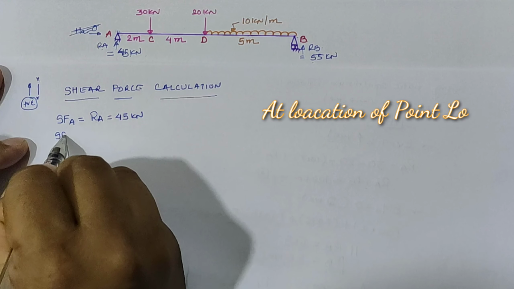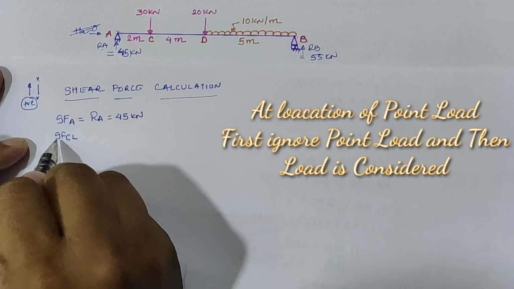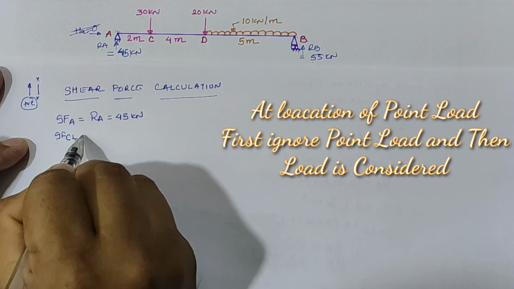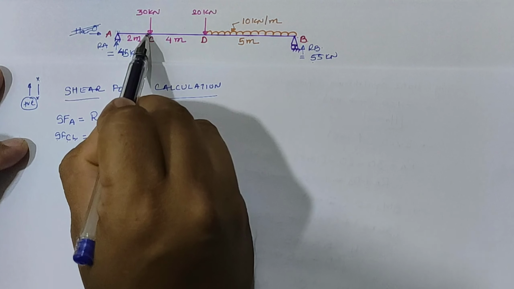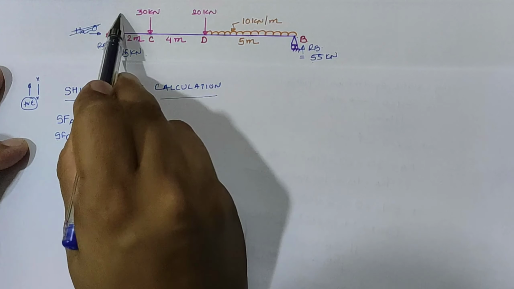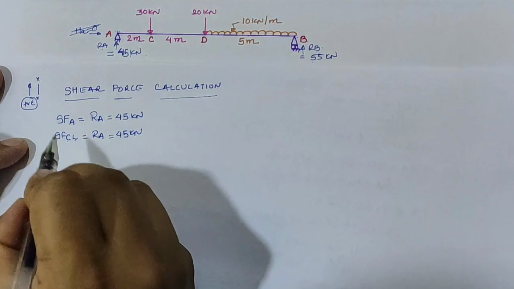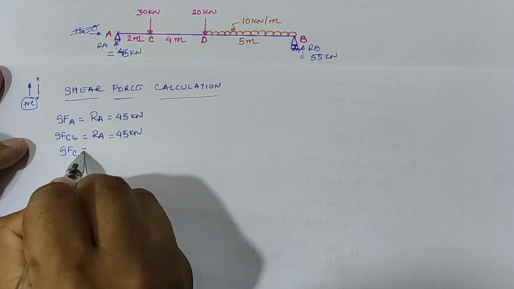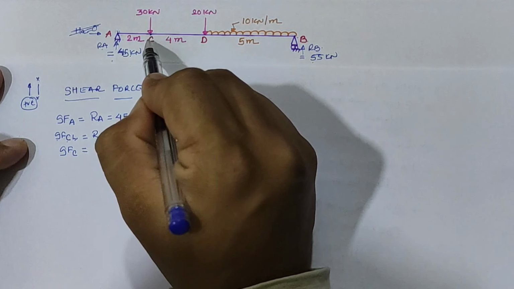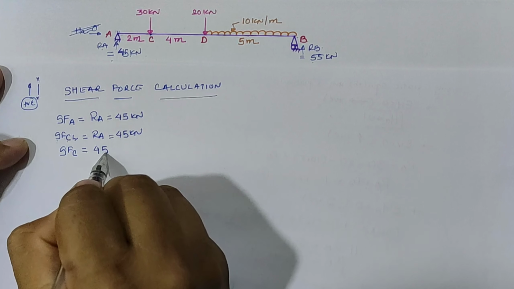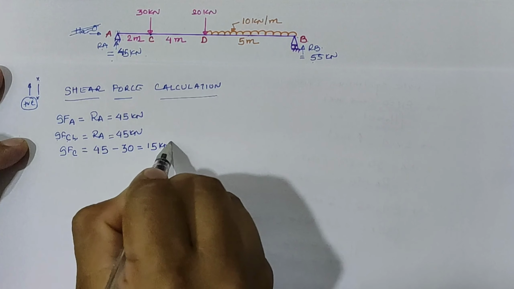Now SF at point C, at the extreme left of C, or we can say the shear force at C left, is equal to RA, as just before the point C the vertical force is 45 kilonewton. So our value is 45 kilonewton up to the point C. Now exactly on point C, the total unbalanced force is 45 in the upward direction and 30 kilonewton in the downward direction. So 45 minus 30 is equal to 15 kilonewton.